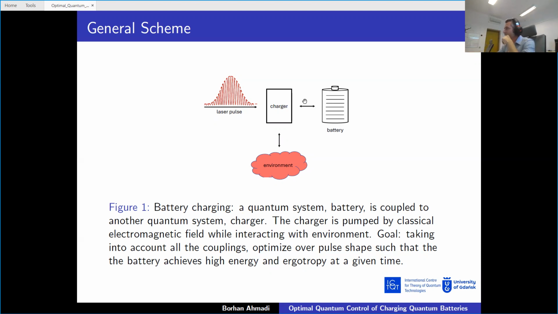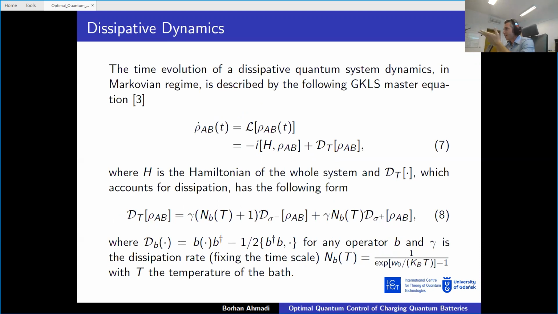Okay, and we also assume that the charger is dissipating energy into the environment, but the battery is isolated from the environment. So since we have dissipation of energy into the environment, the evolution of our total system will be dissipative, and we assume that it is described by the GKLS master equation given in equation 7.